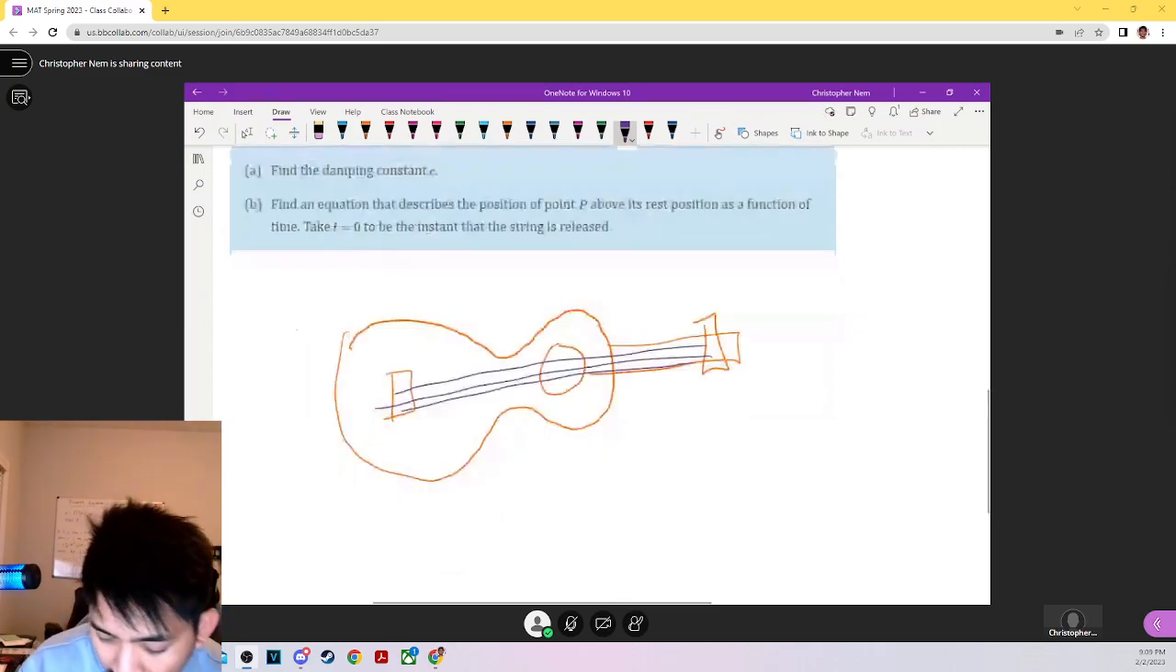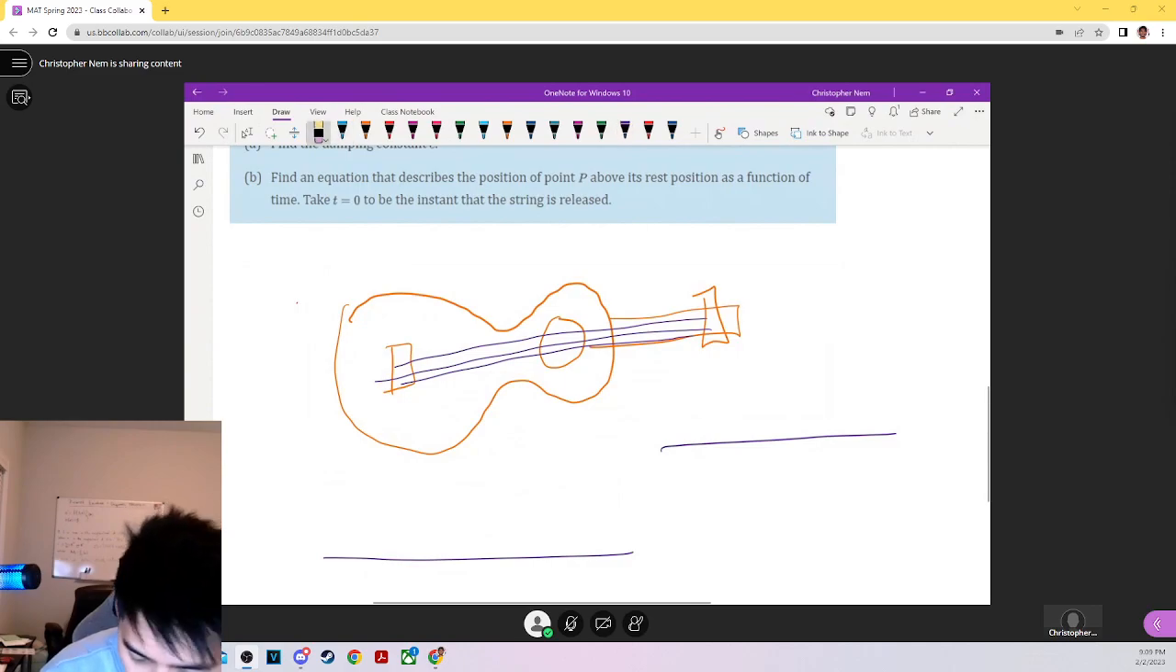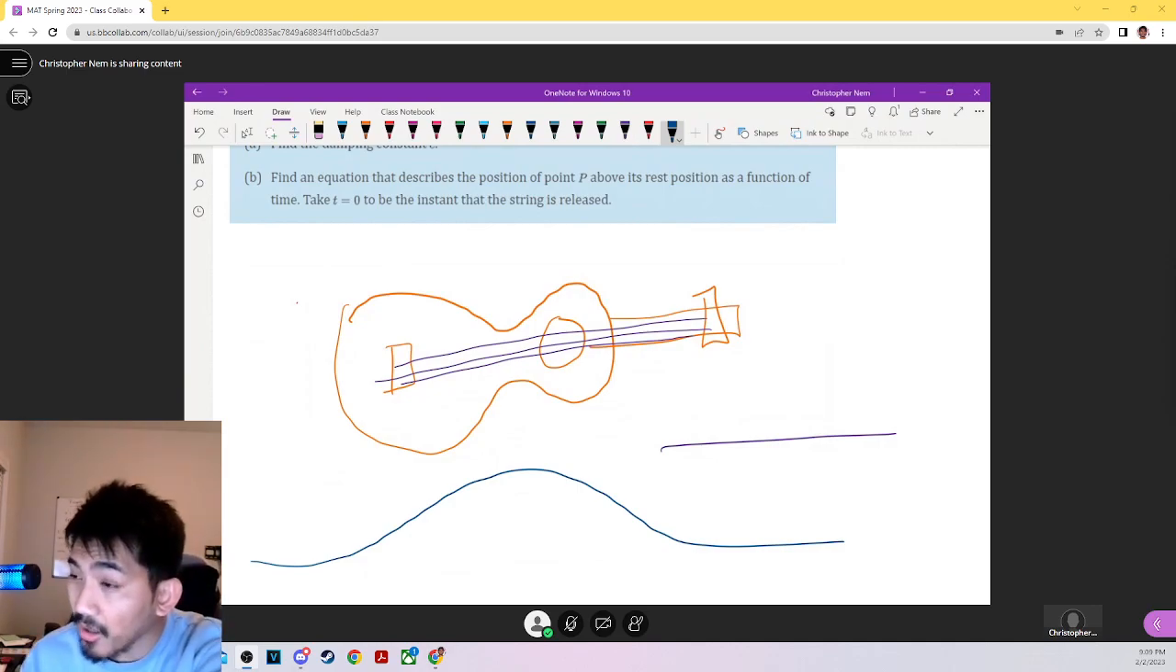So if I think about it, my string that I'm going to pull, let's say I pull this string right here. If I pull it, it's going to be something like this. I'm going to pull it up. And then when I release it, it's going to get smaller and smaller and smaller. And that means it's being damped. The question tells me it's going to be damped. But you should already have the idea that this is a damped harmonic motion, just because it gets smaller and smaller and smaller. It doesn't go back to that original height.